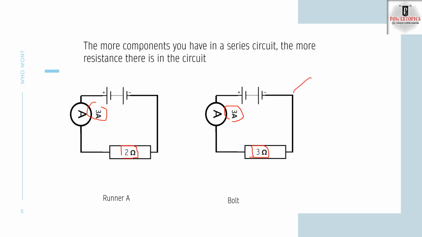So there are no other components in the circuit, but just know that if you have more components in a series circuit, you will have more resistance, because the electrons will have to pass through each of the components, and that would add to the resistance.